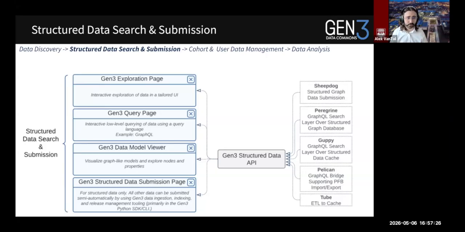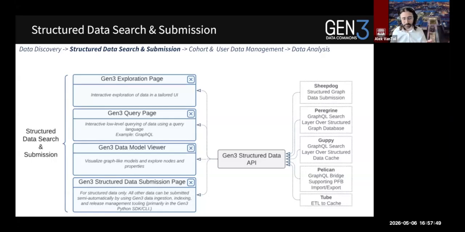Peregrine is the service that exposes a GraphQL interface over that Sheepdog database. And that GraphQL interface is what Chris was showing, where you can type in just what you want to receive back. So you can just say, give me all the patients, I only want their age, and it will only return that information to you. So it's sort of like a data-savvy query language.